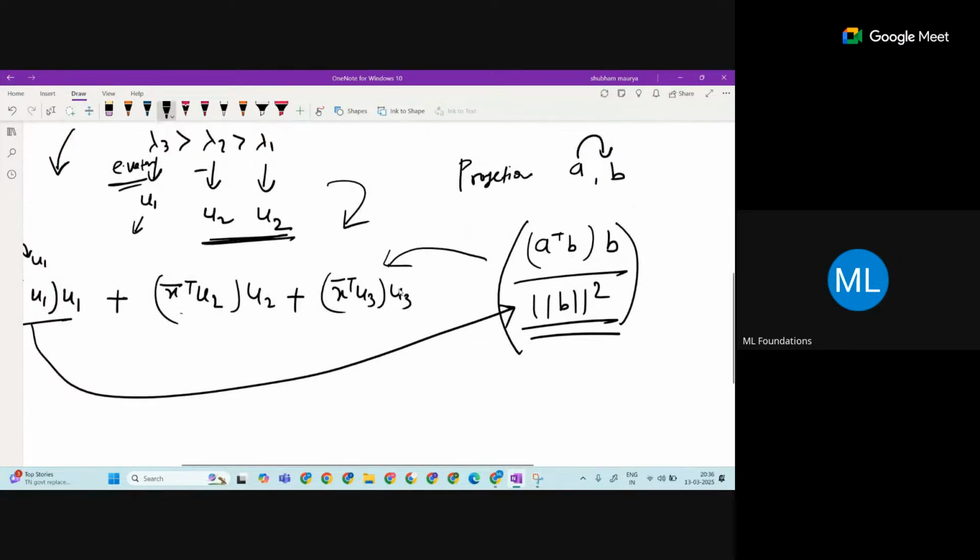Projection of A on B. This is the formula for projection of B on A, right? No, A on B. That is what we are using as the direction. Yeah, correct. A on B.